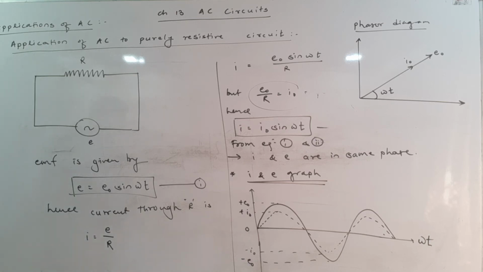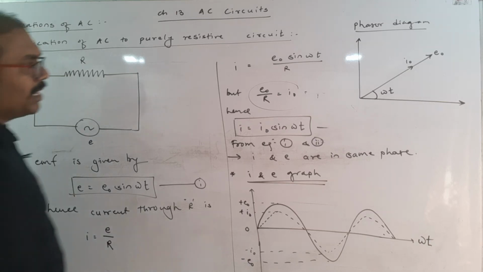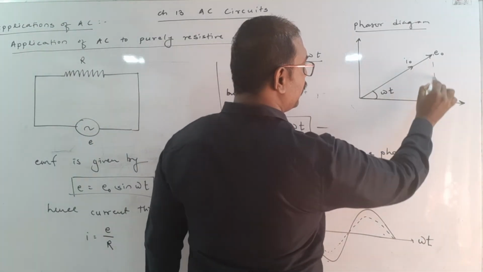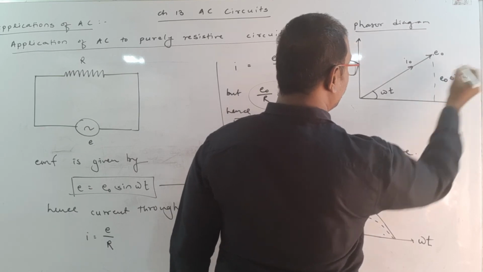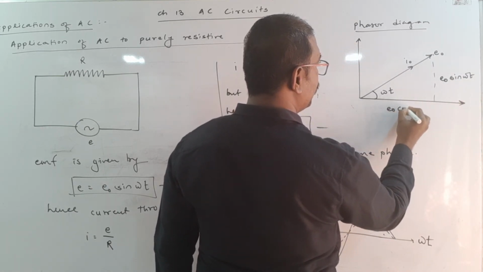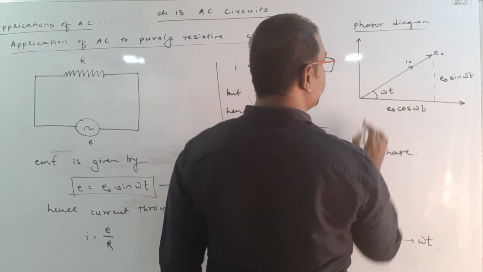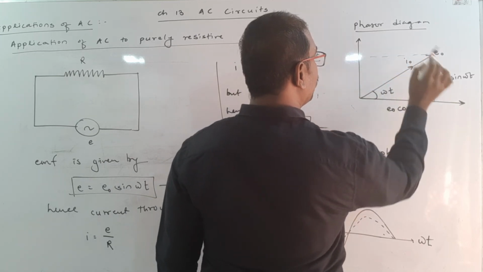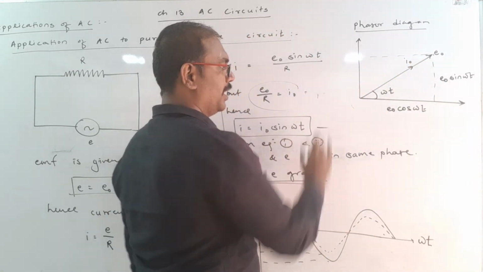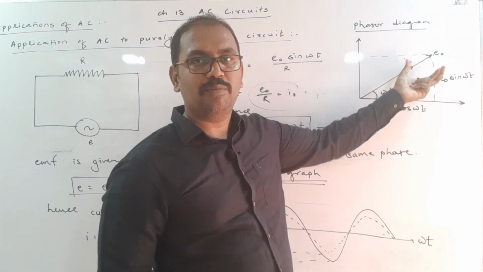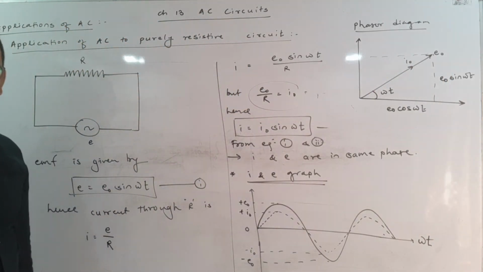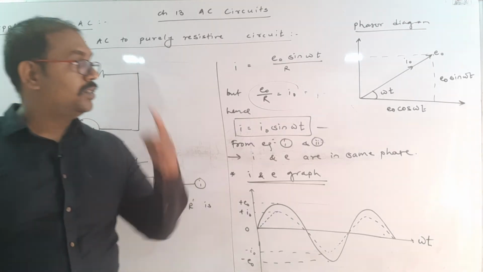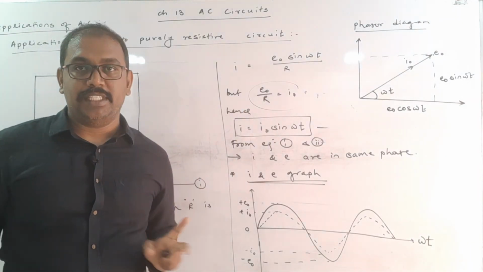If you want to write it here, you can write this part as E0 sine omega t. So this is E0 cos omega t, or I can write here E0 sin omega t. In a similar manner, we can write the parts of the current also. I0 sin omega t, I0 cos omega t. So both are in the same phase here.